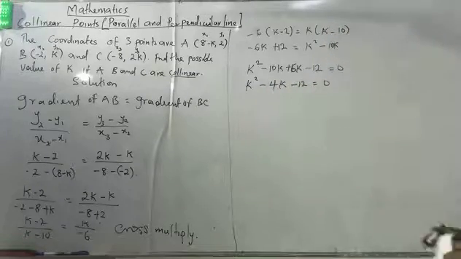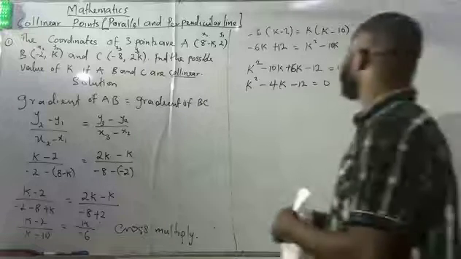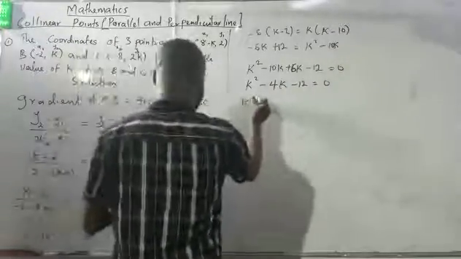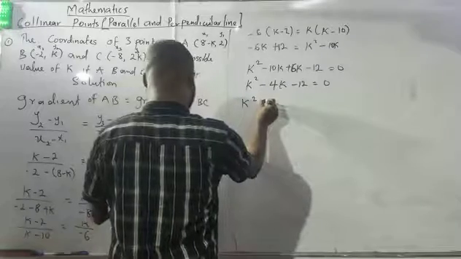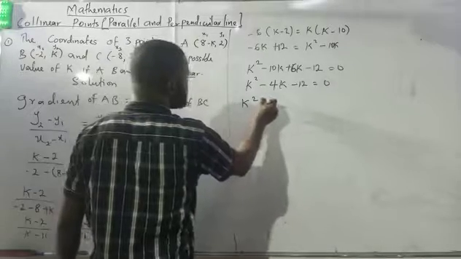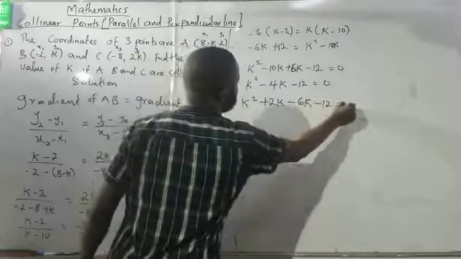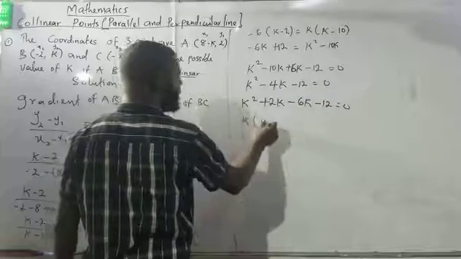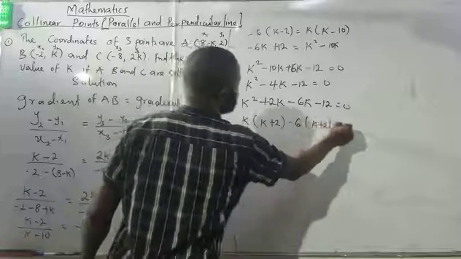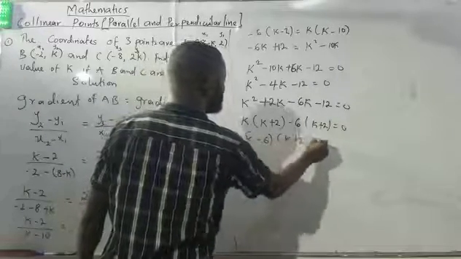Now, how do I solve this? What number can I work on? I know that 6 times 2 will give us 12. Now, it means I'll be factorizing K squared, and I'll be having plus 2K minus 6K minus 12 equals to 0. Now, K into bracket of K plus 2 minus 6 into bracket of K plus 2 equals to 0. K minus 6 and K plus 2 equals to 0.